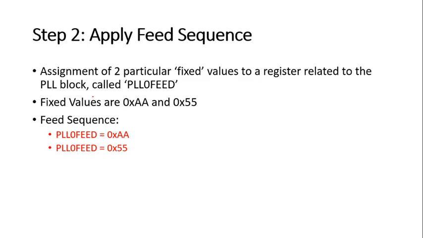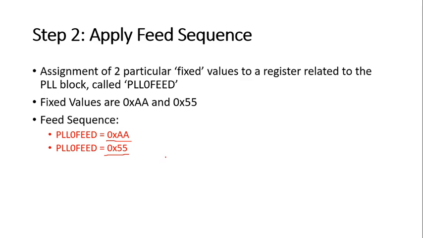Next, it's like a lock. When you want to change the values in the PLL, you must work with the PLL feed register. And not only should the PLL feed register be loaded with a typical value, it is a sequence of typical values. The sequence is AA and 55. First you store AA in the PLL feed register and then you store 55 in the PLL feed register.